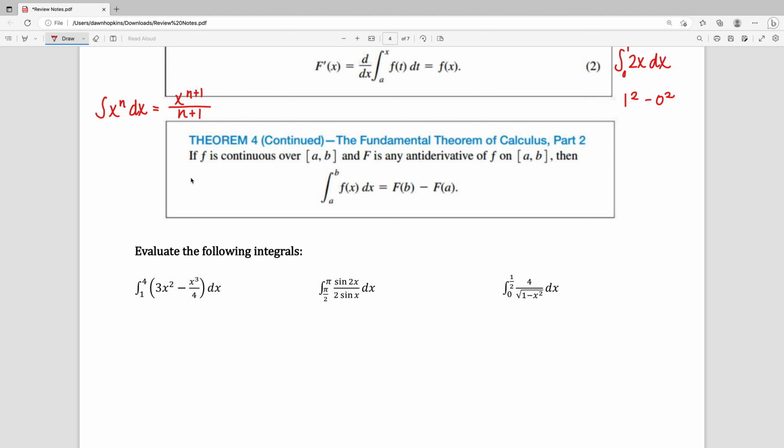You could think of this as two separate integrals if it helps you. I won't do this all the time, but here in this first review section, I'll go ahead and write them as two separate integrals. So it's the integral from 1 to 4 of 3x squared dx, minus the integral from 1 to 4 of x cubed over 4 dx.